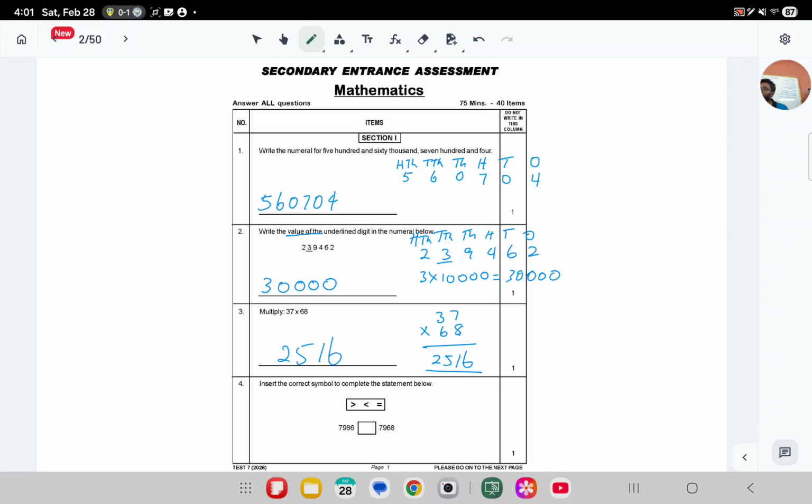Basic multiplication equation. Insert the correct symbol to complete the statement below. We have 7,986, 7,968. So we know that the 86 is greater than the 68 here, so it is greater than.